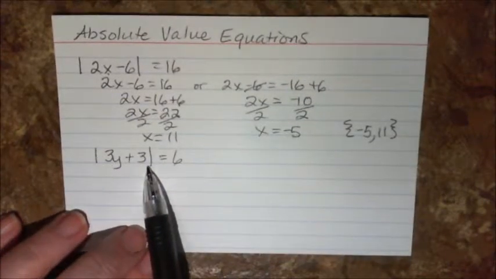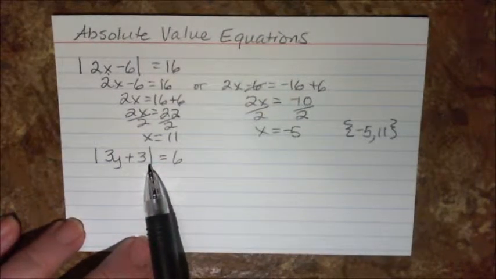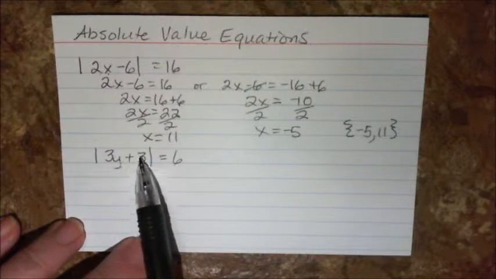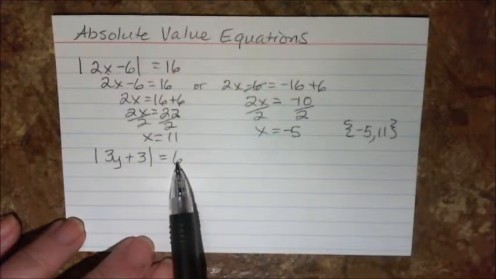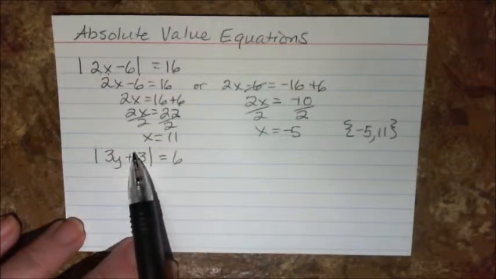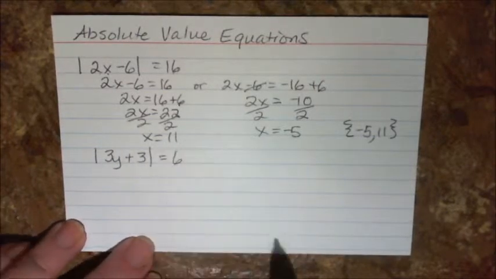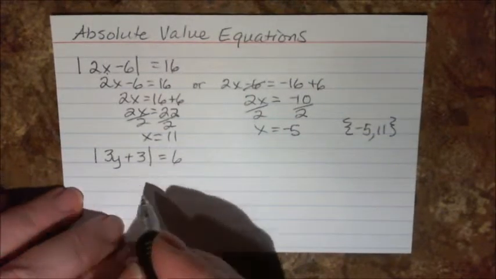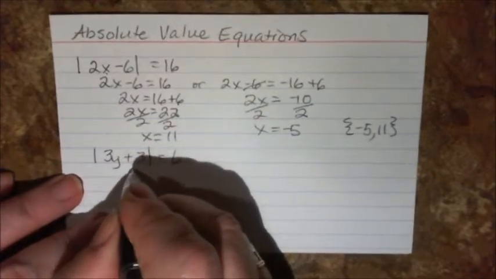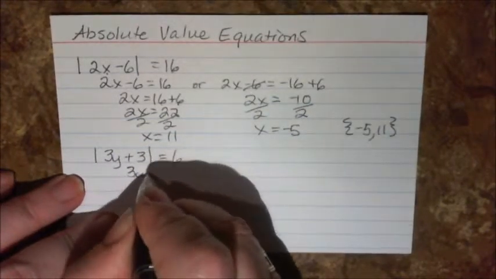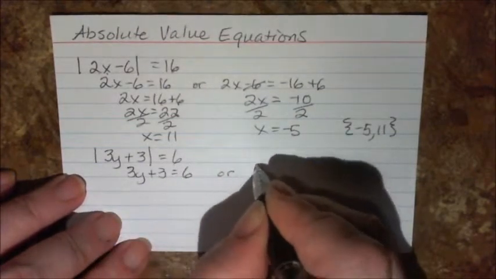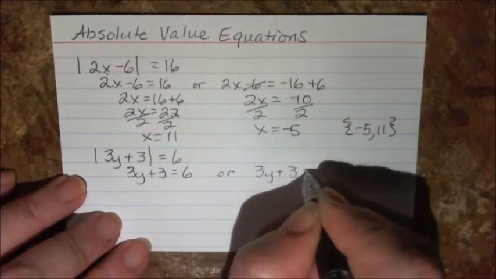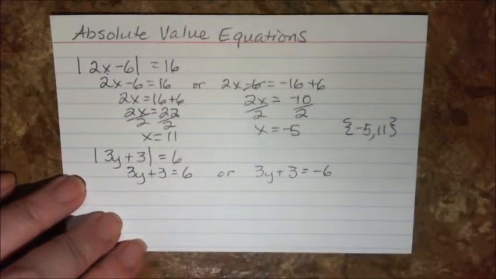The absolute value is already isolated. So we know this means the inside could be equal to 6, and it would be true, or it could be equal to negative 6, and this would be true. So our routine says drop the bars now and set up the inside. 3y plus 3 could equal 6, or 3y plus 3 can equal negative 6.